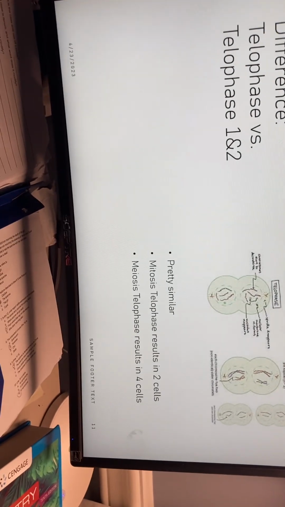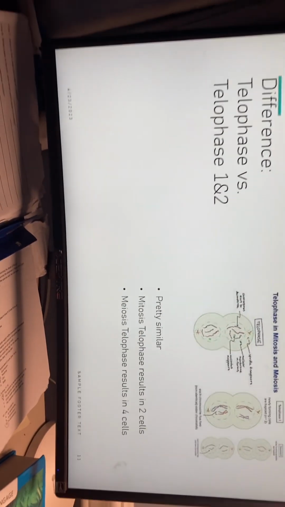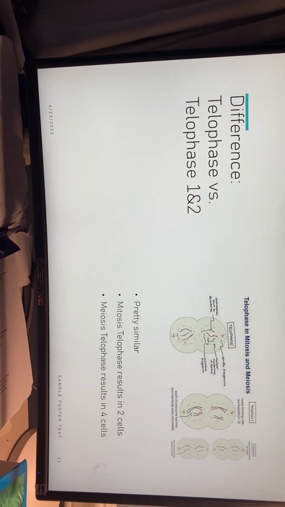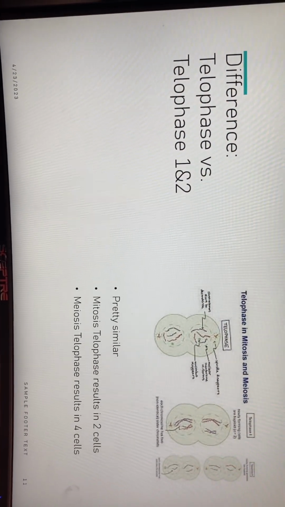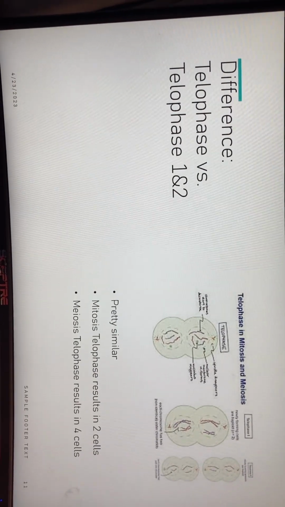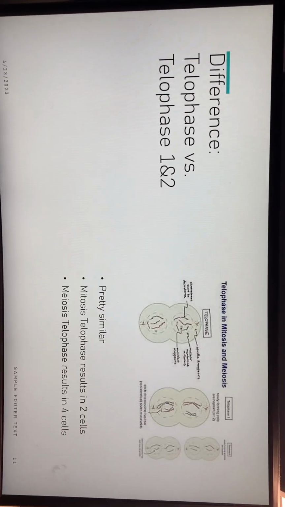Then down to the T in PMAT, so telophase versus telophase 1 and 2 in meiosis. They're all pretty similar. The main difference is that mitosis telophase results in 2 cells, whereas meiosis telophase results in the creation of 4 cells.